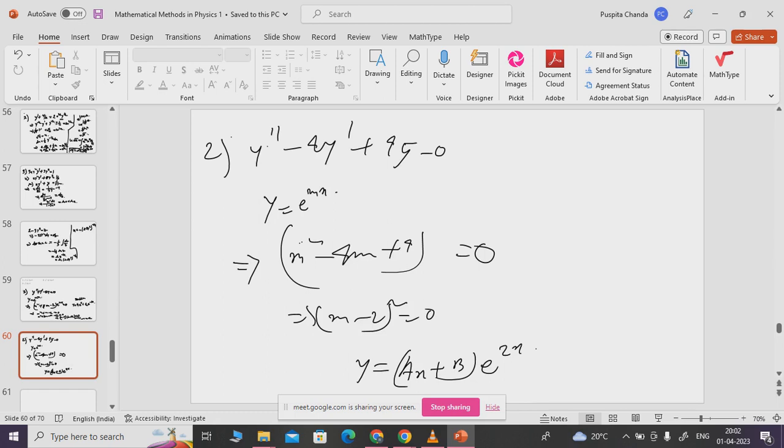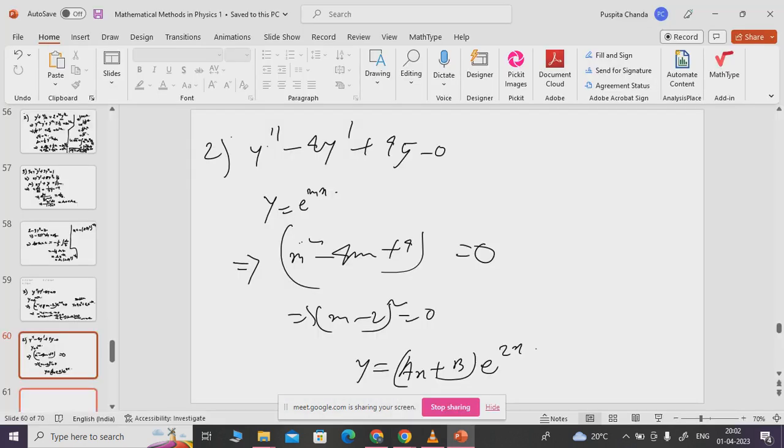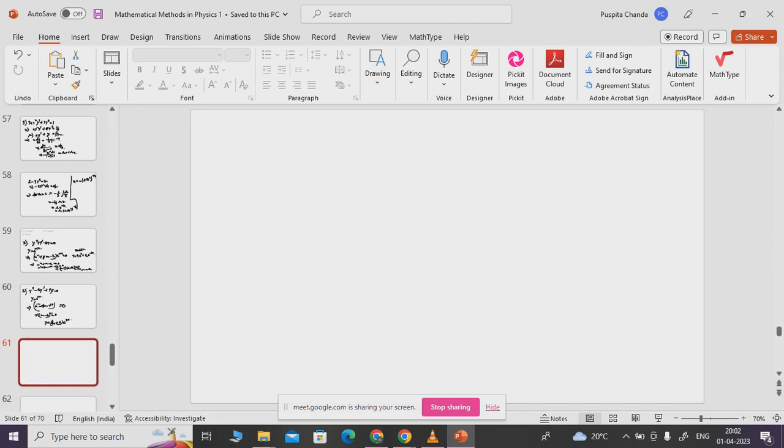It will be like this, and (m minus 2) whole square is equal to 0. As both the roots are 2, the solution will be (ax plus b) e to the power 2x.